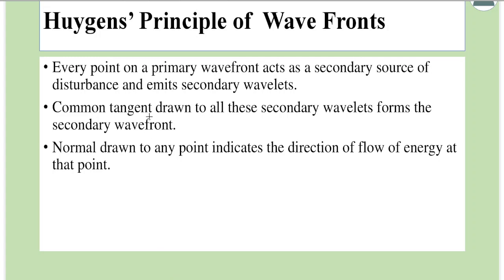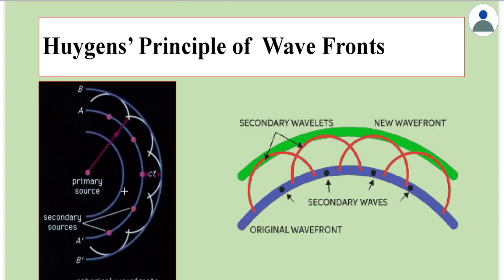The first point says every point on a primary wavefront acts as a secondary source of disturbance and emits secondary wavelets. Wavelets are like short waves. To understand this, let's take an example of a diagram as seen here.